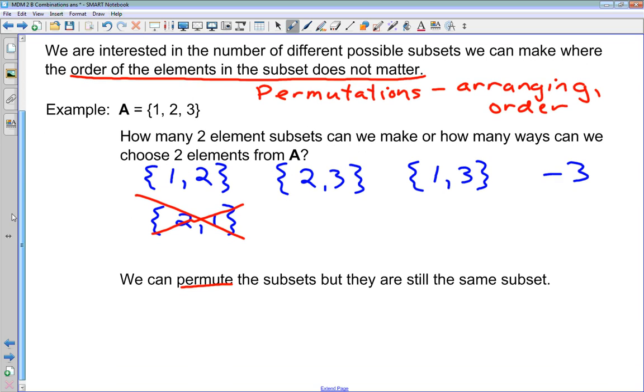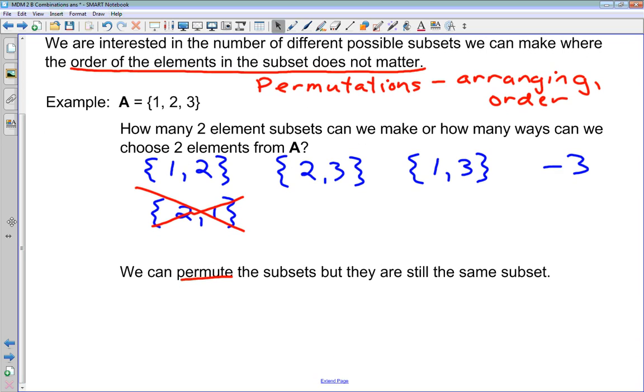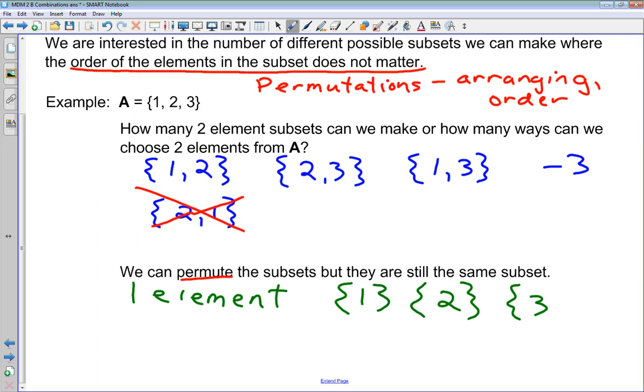Okay? So just to continue on with this question, what if instead of making a 2-element subset, we wanted to make a 1-element subset? How many different ways could we do that? Well, let's see. We could pull the 1 out, and that could be our set. We could pull just the 2 out, and that could be our set. We could pull just the 3 out, and that could be our set. So there are also 3 ways of getting a 1-element subset.